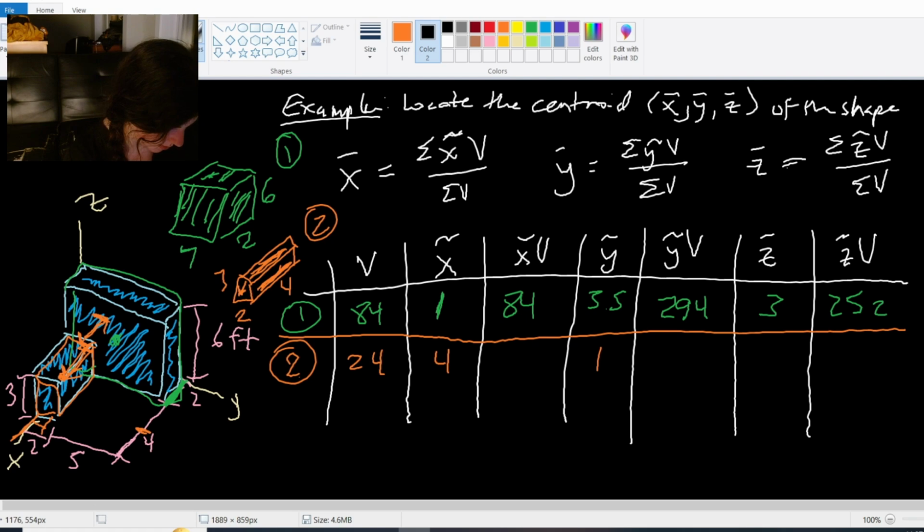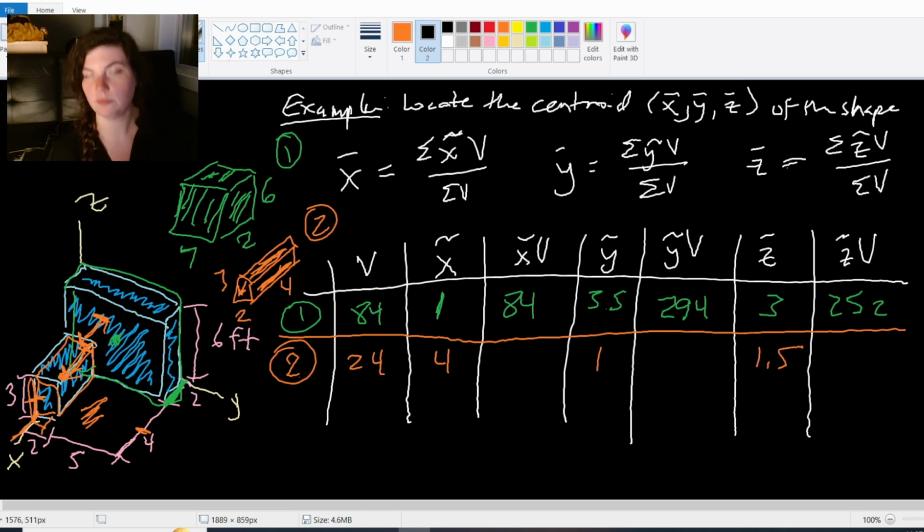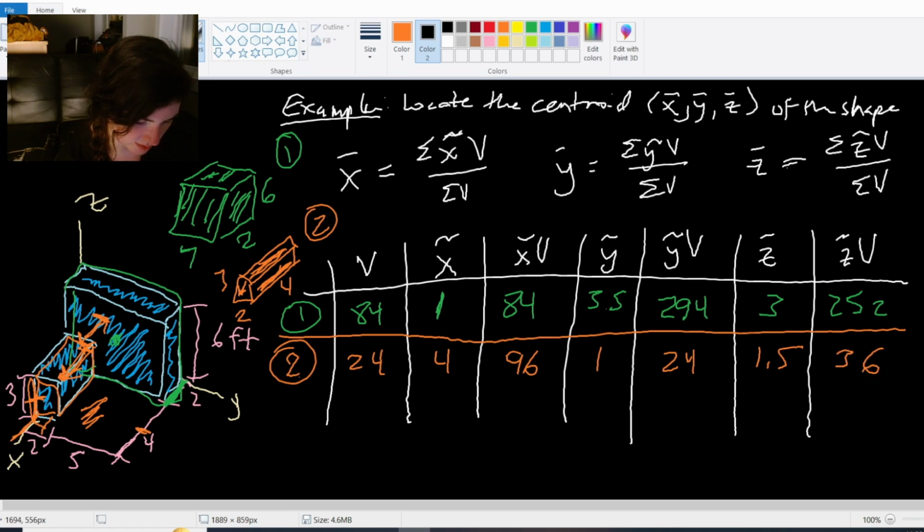And then finally my Z, which again is flat up against the thing here. So halfway through my 3 here, it's going to be 1.5. I've got all my centroids listed out, just multiply out the volumes across, and I have 24 times 4 is 96. 24 times 1 is 24, and 24 times 1.5 is 36.